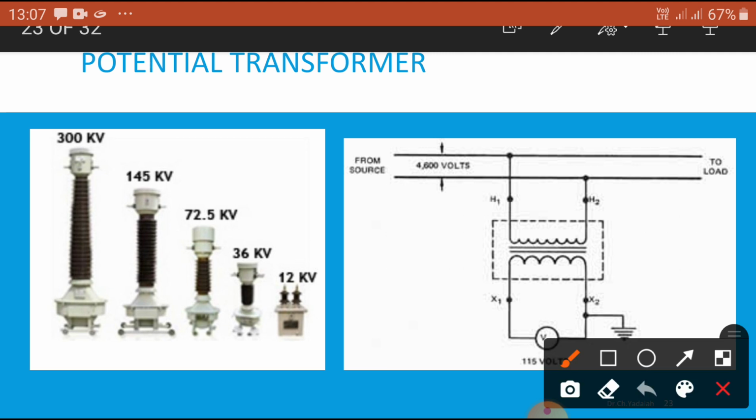Okay. So what is this one? It is the primary, it is the secondary. The secondary is shorted to the ground. Okay. So calibrated is the 115 volts. And what is the primary voltage? That is the 4600 volts, high voltage. Okay. Once we calibrated in such a way that 4600 volts is stepped down to 115 volts, that is, the high voltage is stepped down to the 115 volts.